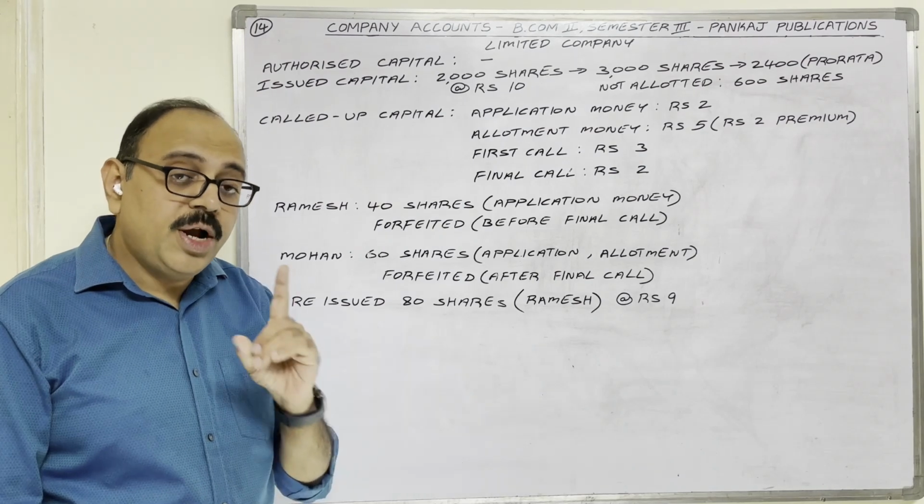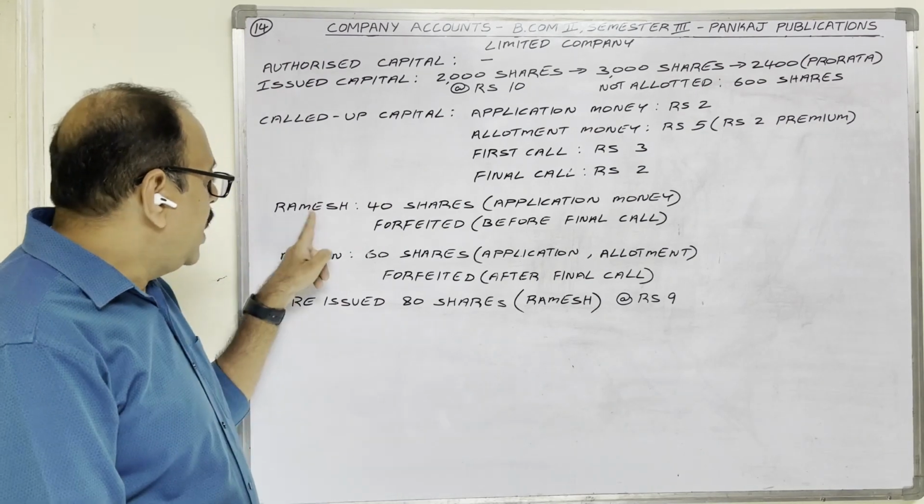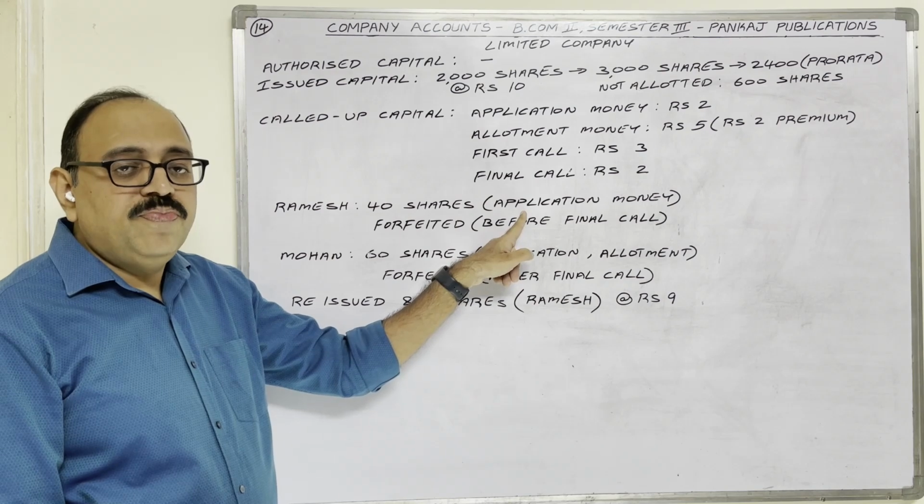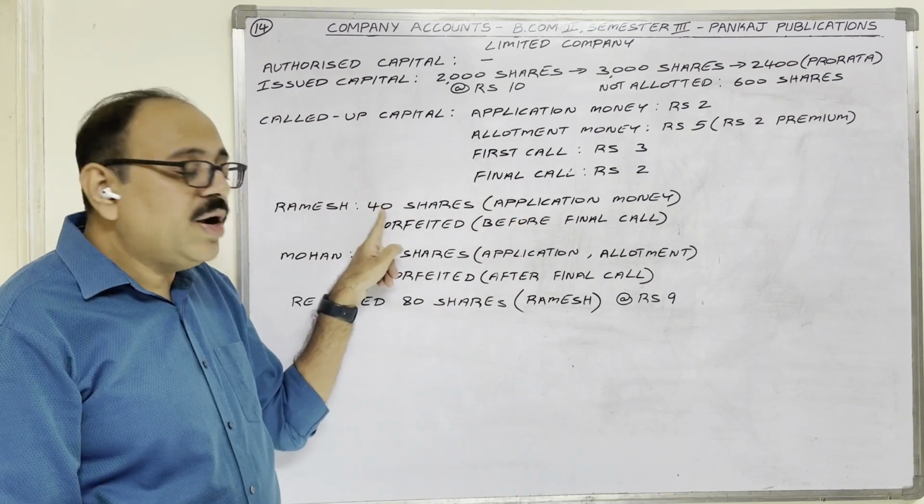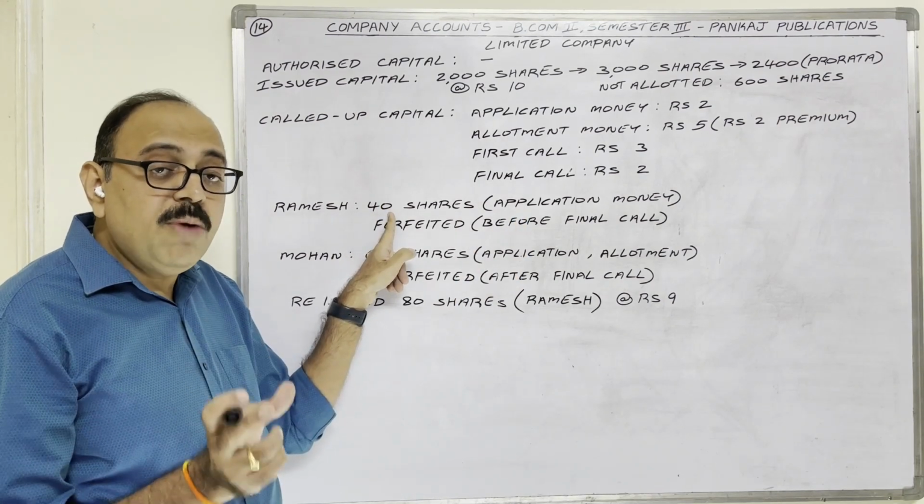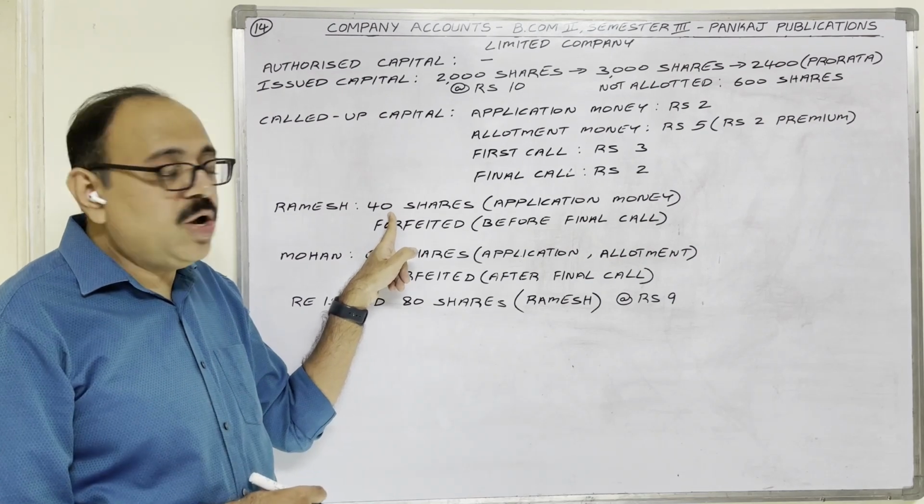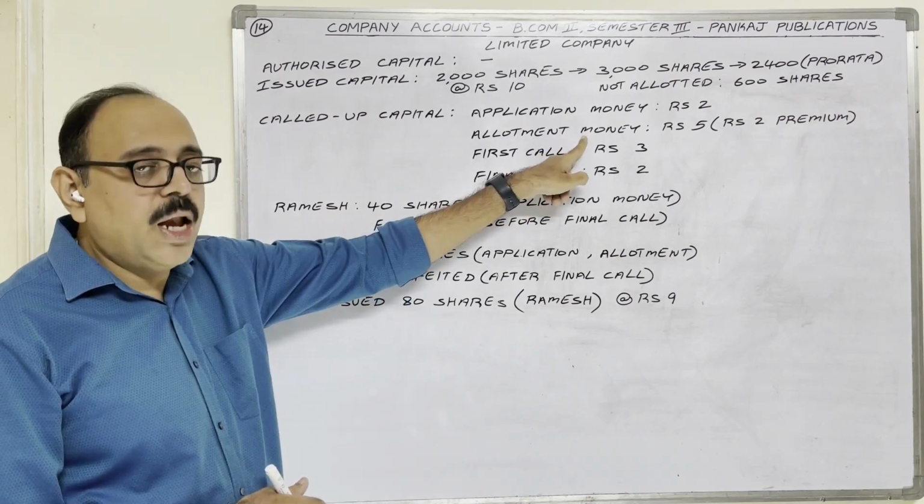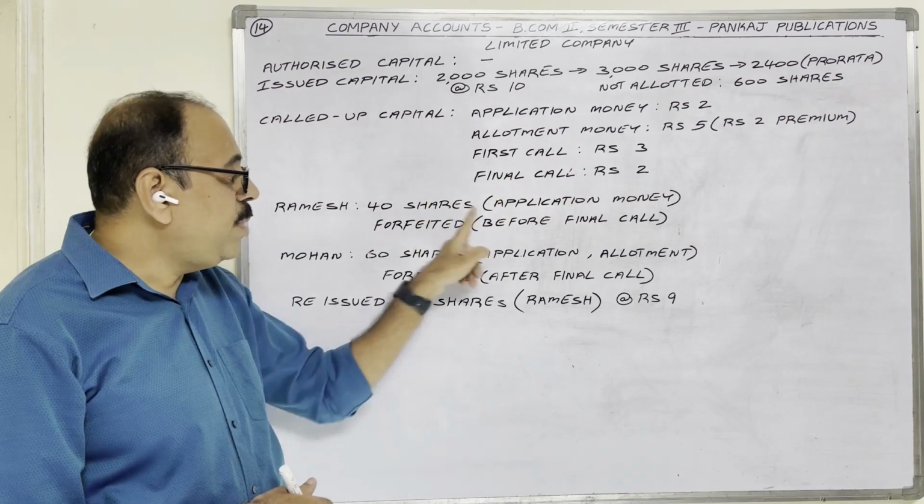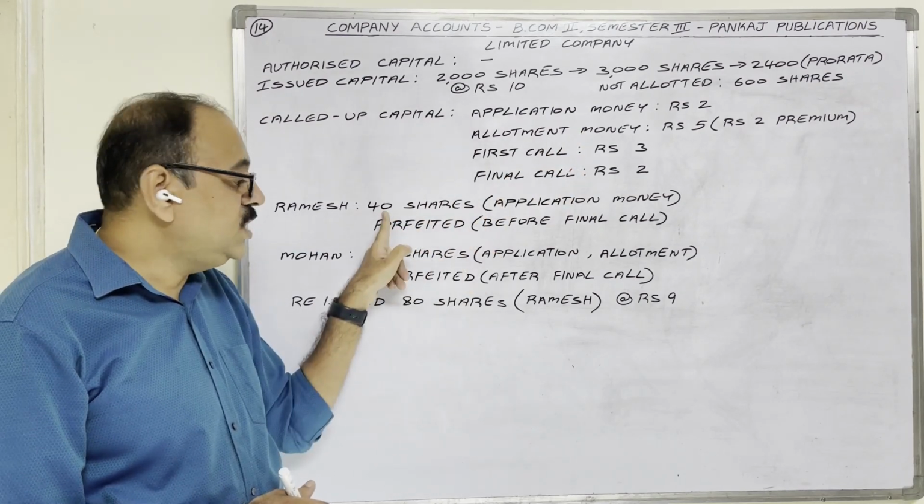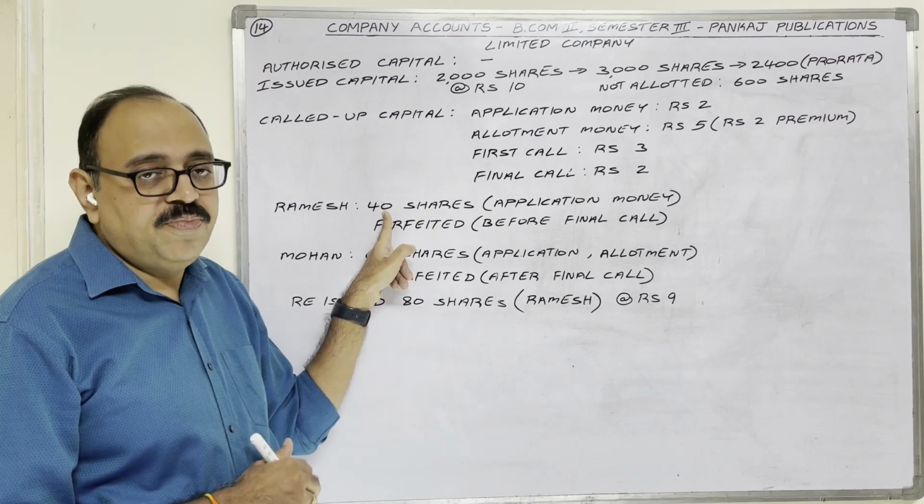And one more important point you observe here. Ramesh paid only application money, no? So on these 40 forfeited shares, premium money is not received because the company is collecting premium with allotment. Ramesh didn't pay allotment money. On 40 shares, premium amount is not collected.